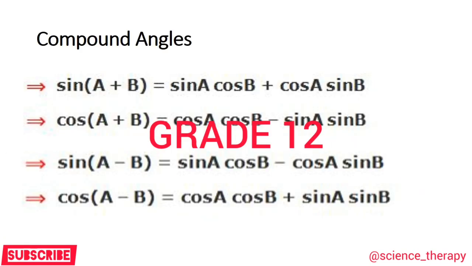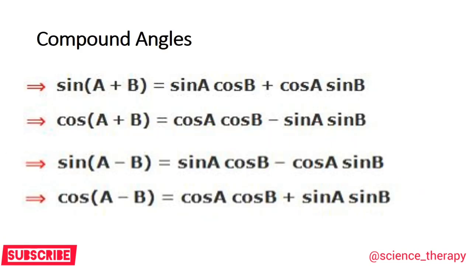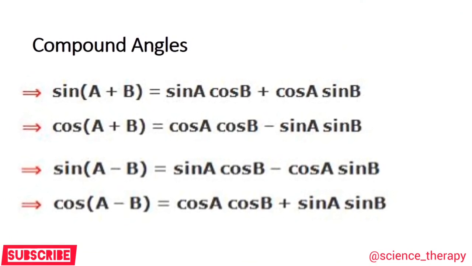So in grade 12, we have what we call compound angles, which are as follows. You have your sine of A plus B, that gives you sine A cos B plus cos A sine B. And then you have your cos of A plus B, which gives you cos A cos B minus sine A sine B. And then your sine of A minus B, that's sine A cos B minus cos A sine B. And then your cos of A minus B, that's your cos A cos B plus sine A sine B.